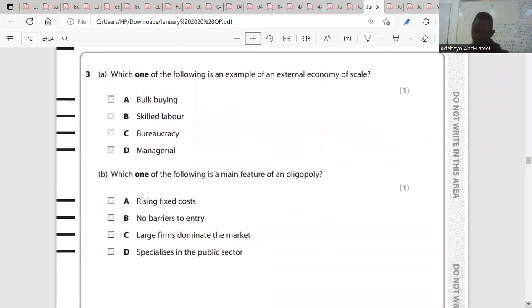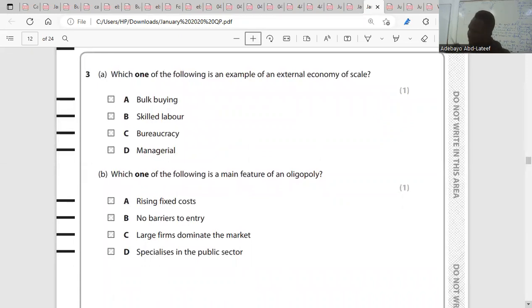Question 3 now, right? Question 2 is there, right? Okay. Go to question 3. It said, which one of the following is an example of external economies of scale? We said external economy of scale is what? A reduction in the average cost as a result of expansion in the industry. Are you there? Page 12. Can you find it? Okay.